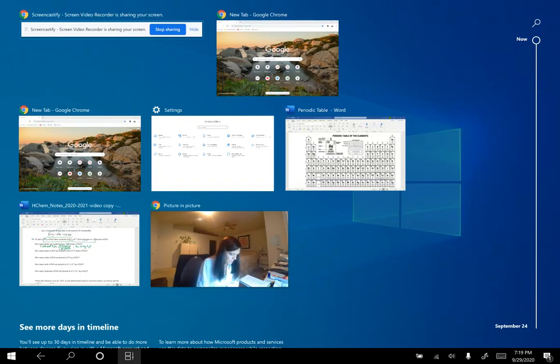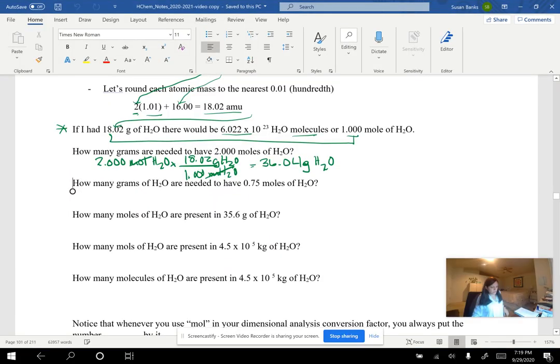All right, honors chemistry people, we are going to do some more moles today. So you're going to want a calculator, so make sure you've got a calculator. You're going to want a periodic table nearby, and you're probably going to want to make sure that you know these conversions.